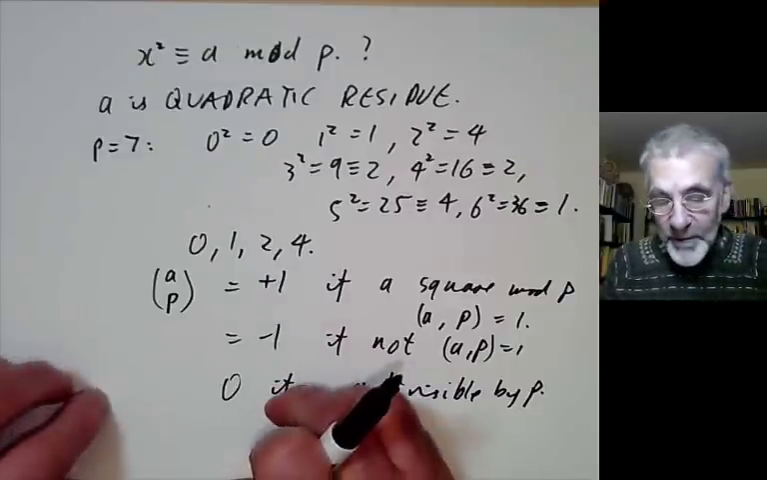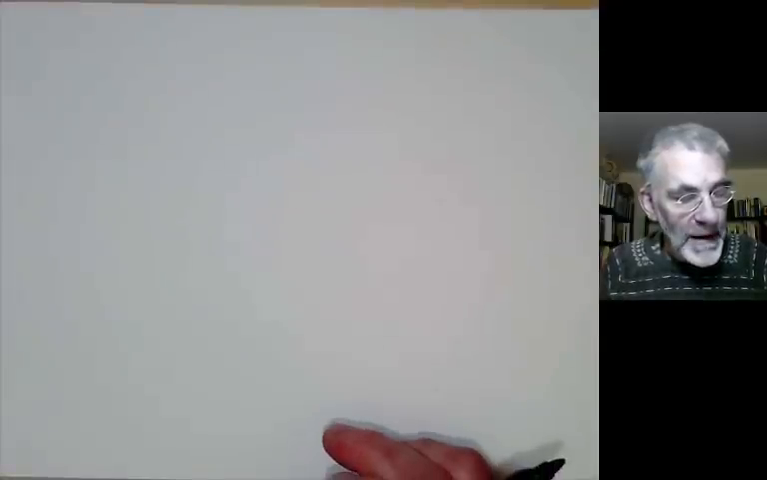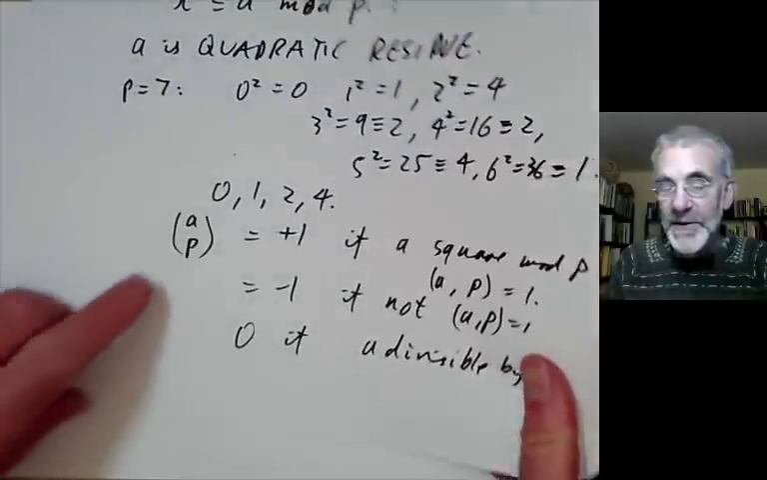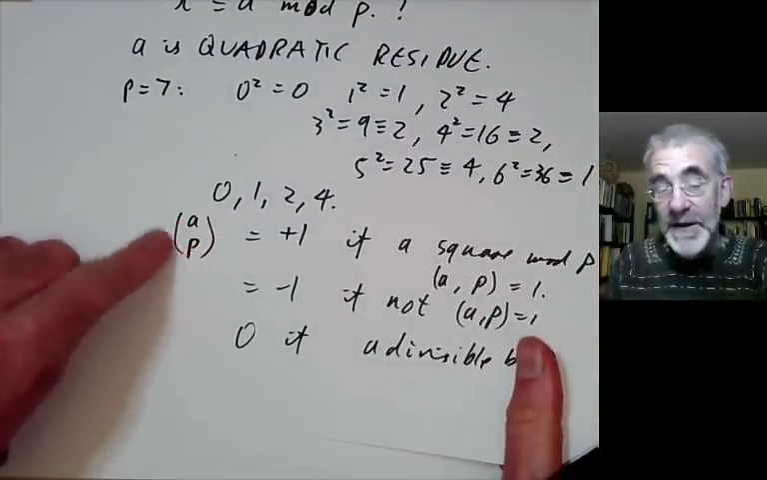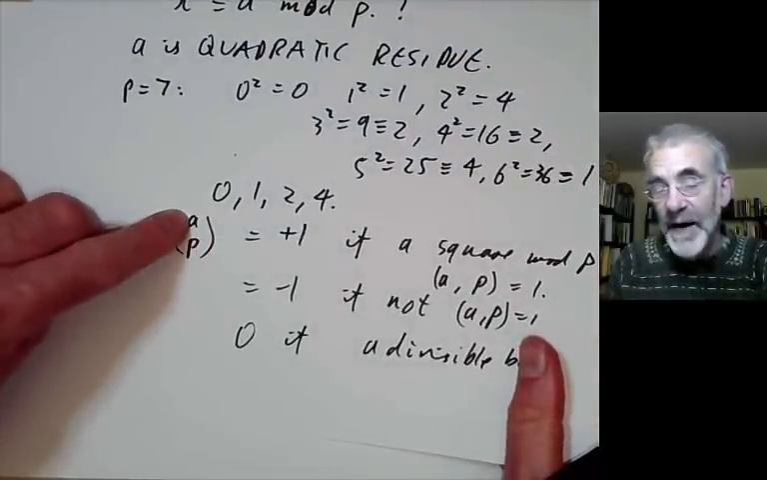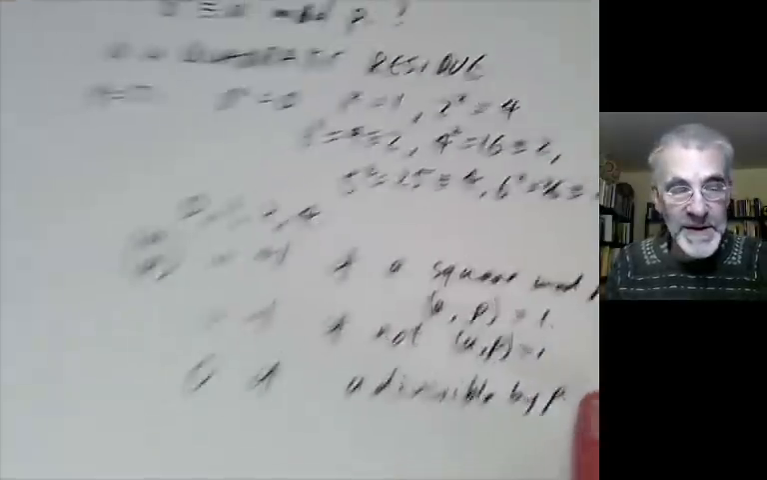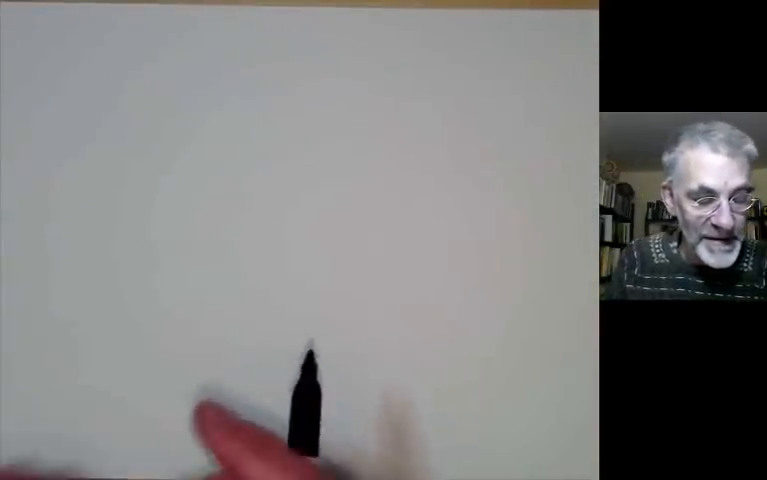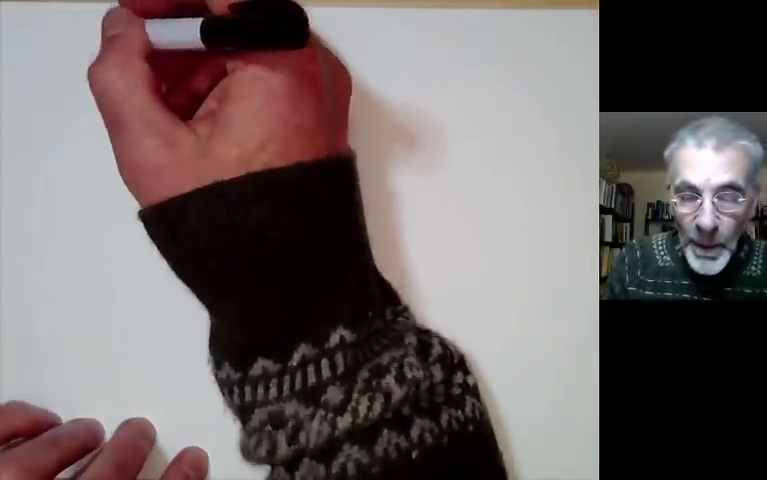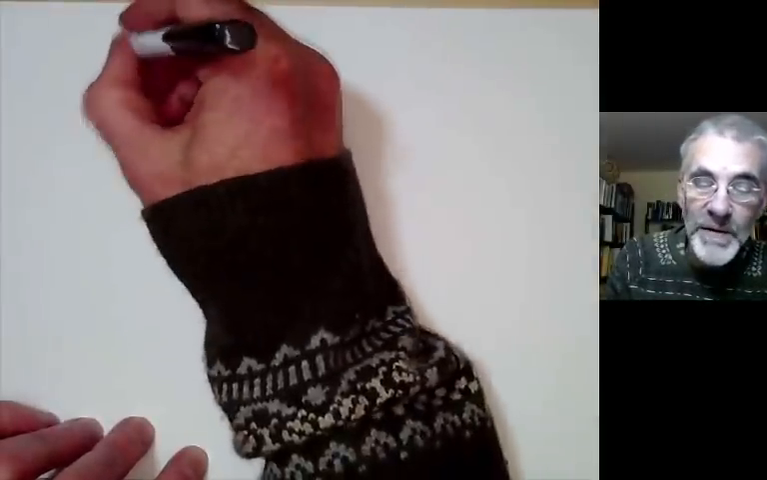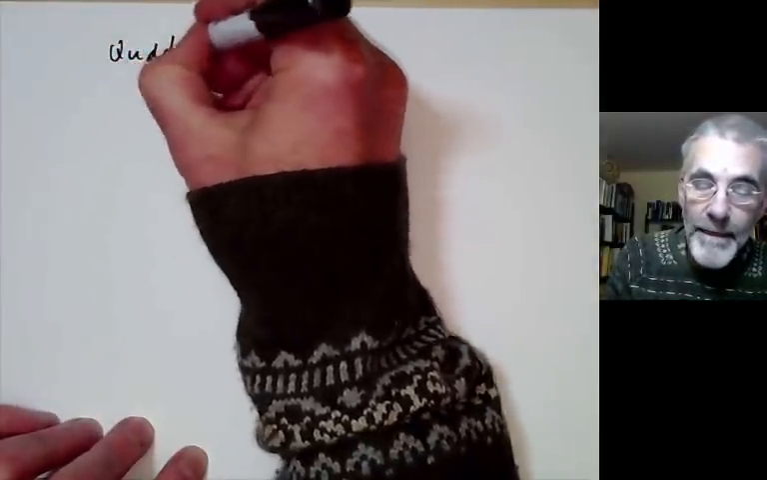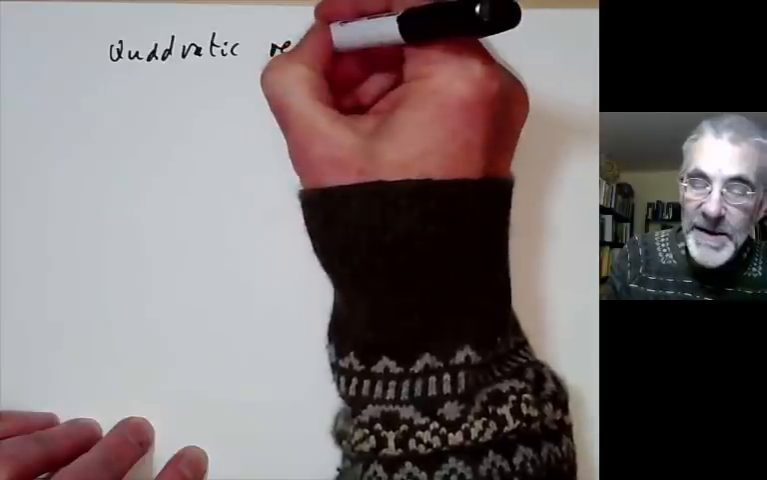One of the key points we'll see later is that it's actually rather fast to calculate this number, even if a and p are very large. We don't have to check all numbers to see if a is a square. We will find methods to find this. And one of the basic things we'll be proving is the law of quadratic reciprocity.